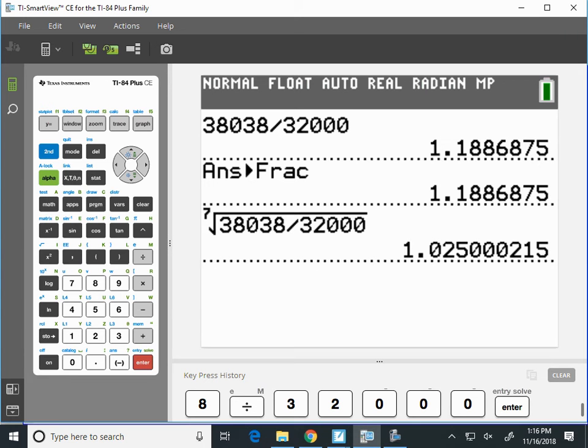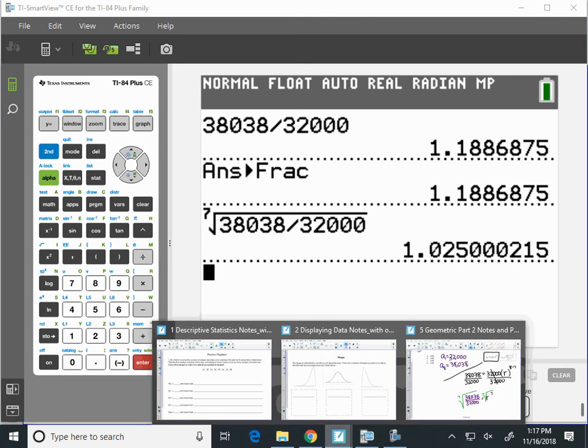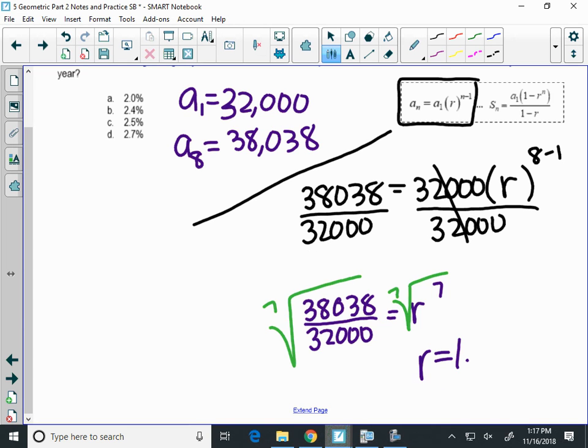Did you find the little side? Okay. Cool, so you have 1.025 is your common ratio. That's your R, but it's not asking for the common ratio, it's asking for the percent. So you have to look at the number after the 1, which would end up being 2.5%.